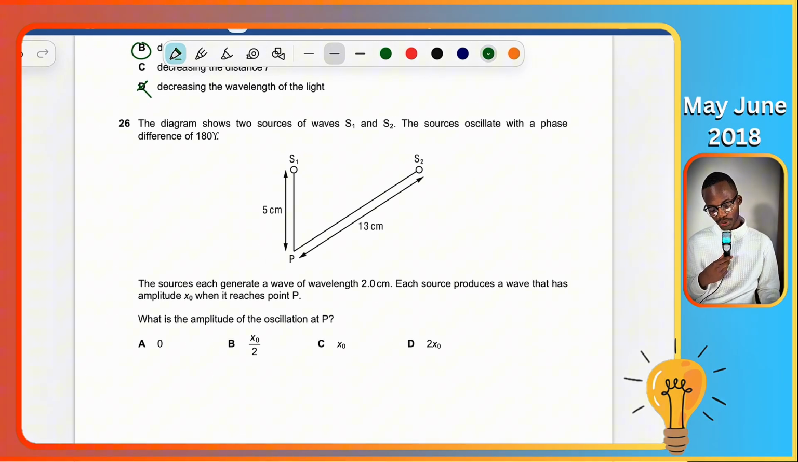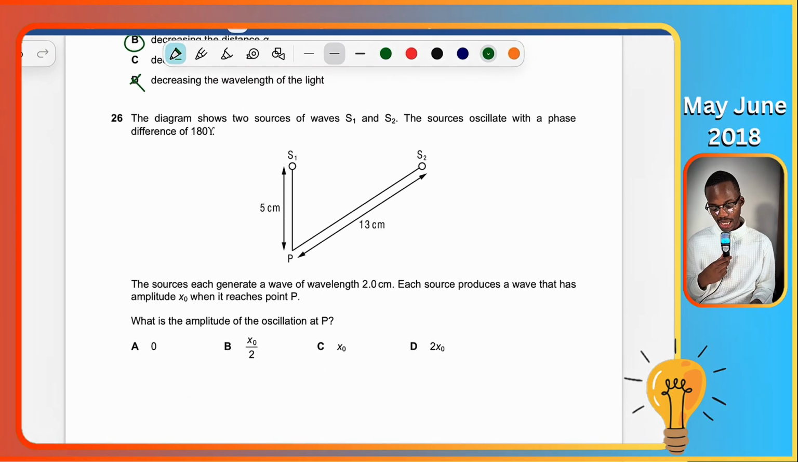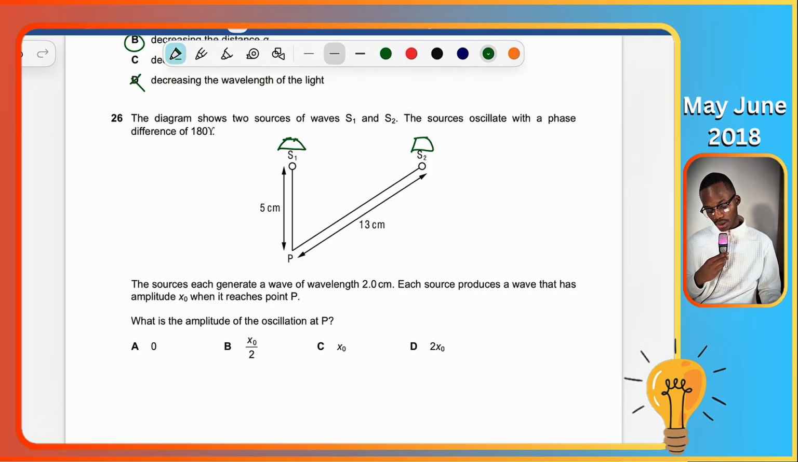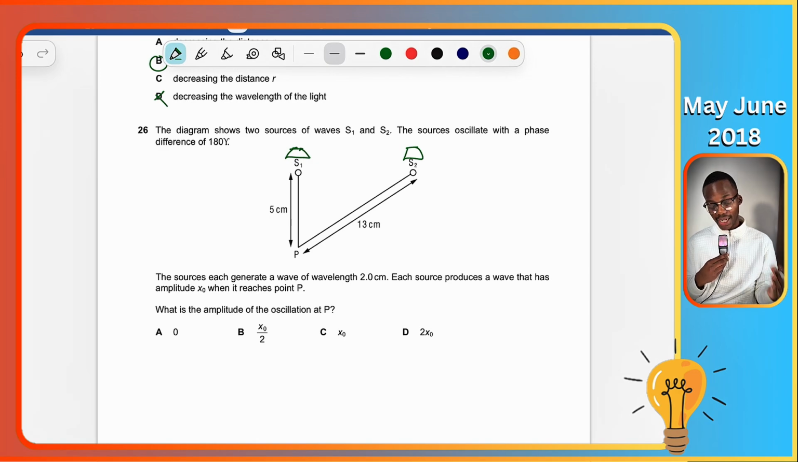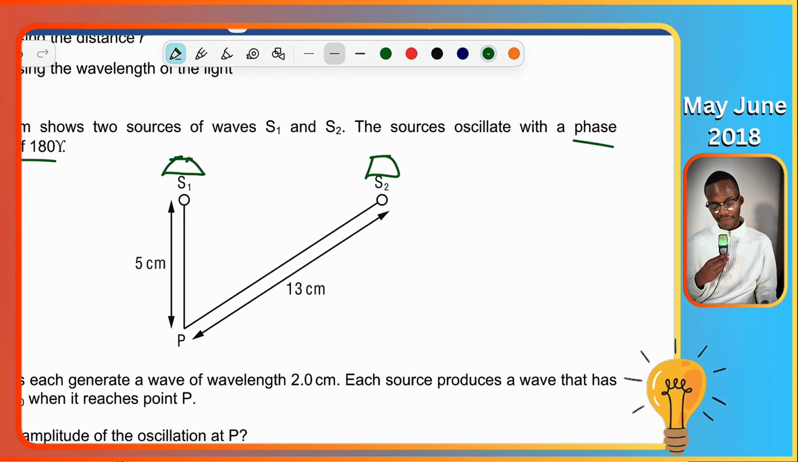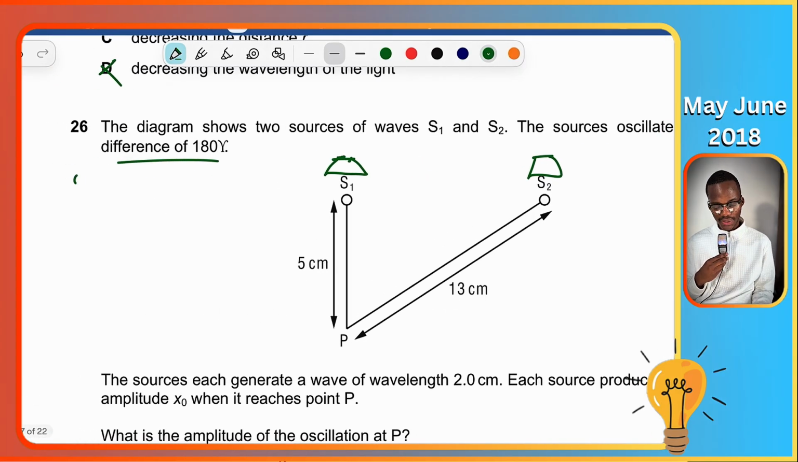26. The diagram shows two sources of waves. So we have S1 and S2. Let's put a little speaker over here, and let's put another speaker over here. So you have two speakers emitting sound, and that sound is going to meet at a point P. Now, they oscillate with a phase difference of 180. So the sources are already out of phase. A phase difference of 180 tells you that things are out of phase, and a phase difference of 360 or 0 shows you that things are in phase.